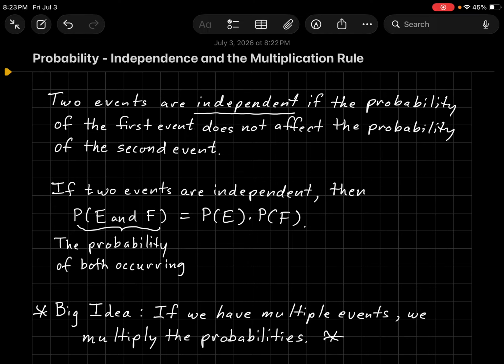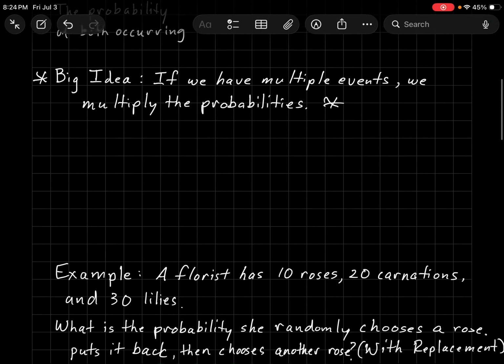Now, even though part of this topic is independence, that is not the main point of this video. The big idea, which is true whether or not two events are independent, is the following. If we have multiple events, if we are choosing more than one thing, we will multiply the probabilities. That is what I want you to understand, because that will help us do a lot of probability problems, including this first one.